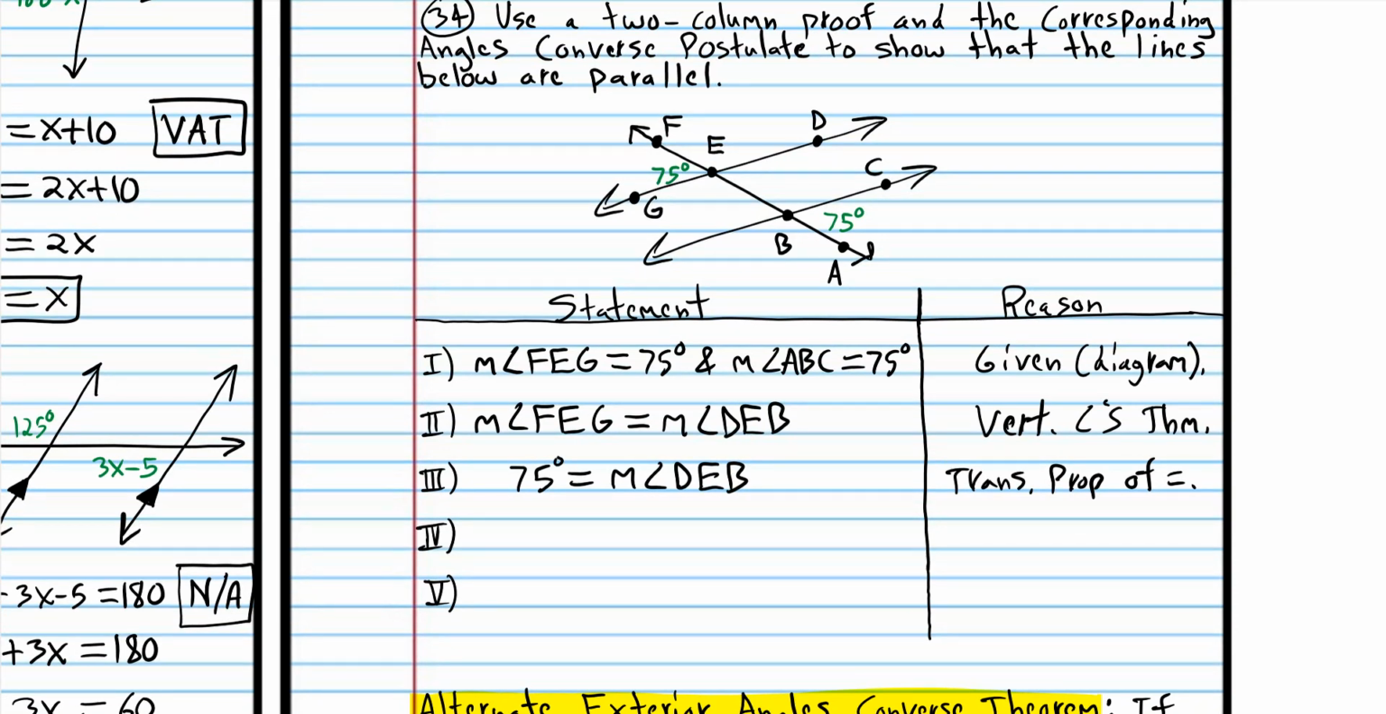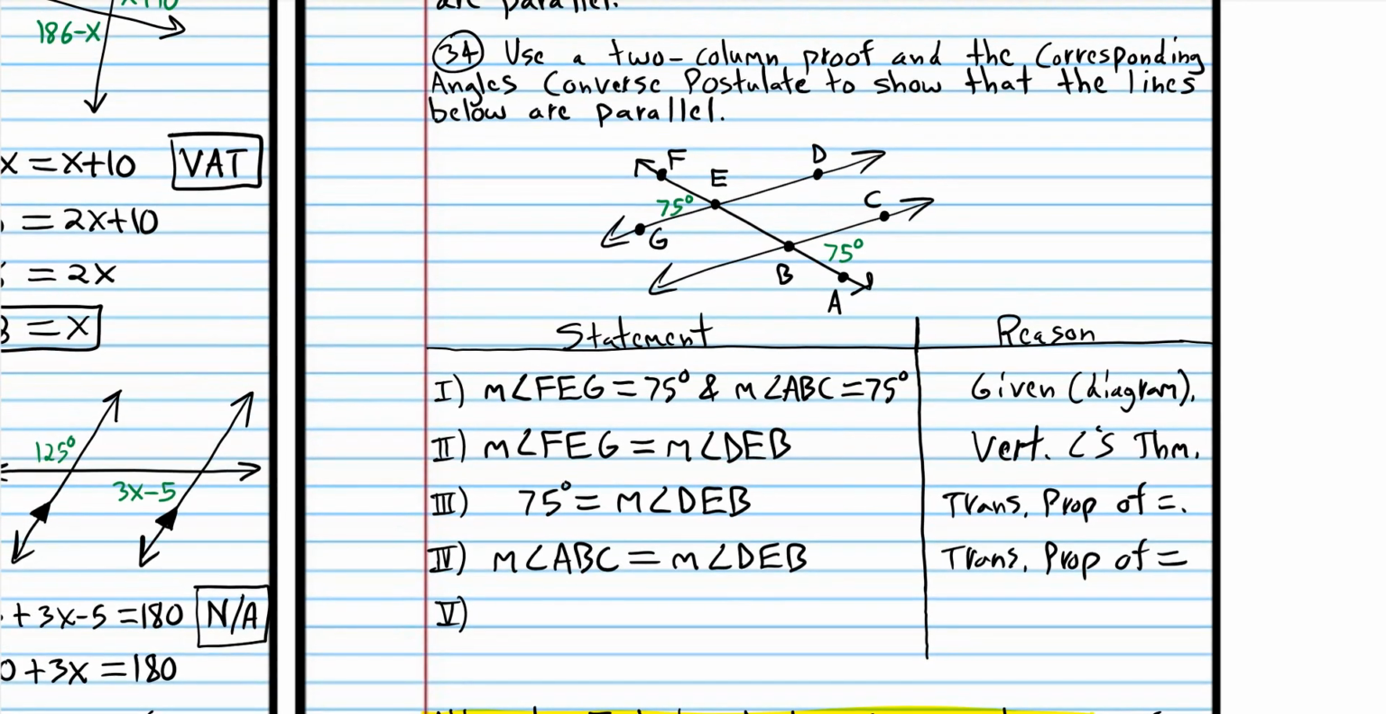Let's see here. So now we can use the transitive property of equality again to say that the measure of angle ABC is equal to the measure of angle DEB. And that's the transitive property of equality. So again, I just want to be clear, ABC is 75 and DEB is also 75. Therefore, ABC must be equal to DEB. So now that we know the measure of ABC is equal to the measure of DEB, the big question is, who cares?